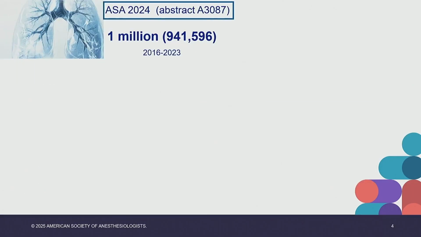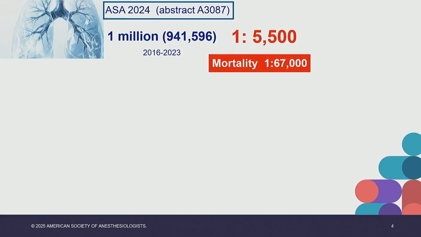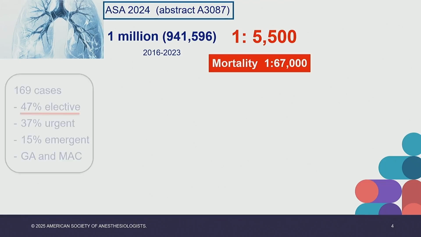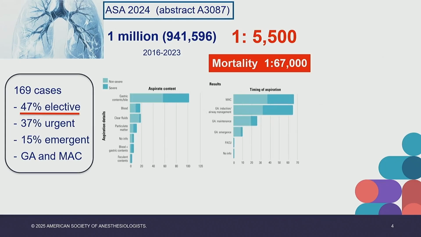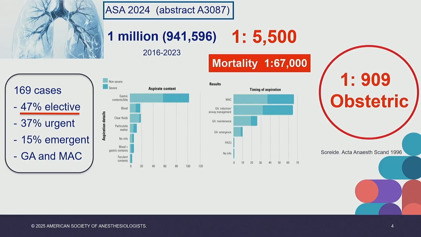What is the incidence? This is an abstract from last year, over 1 million. I still haven't seen the article published. 1 in 100 patients, and you see the mortality. But it's important, look at that, 50% of the patients had elective surgery. If you go to obstetrics, we have late 90s information, which we rely on. 1 in 700 and 1 in 900 pregnant patients will have this complication under GA.